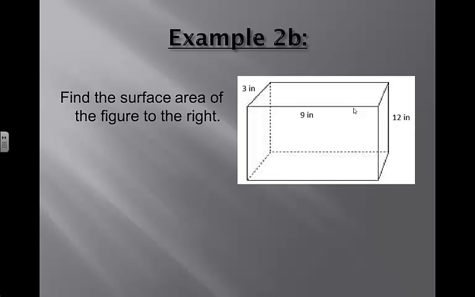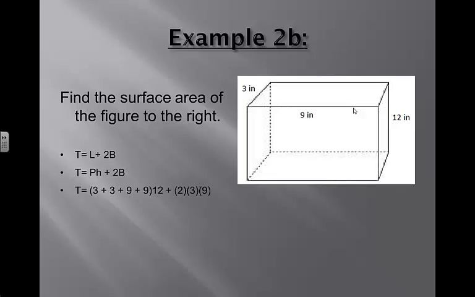So, in this example, find the surface area of the figure to the right. Pause the video and see if you can do it. All right, so the first thing you're going to do is the total surface area equals, again, L plus 2B, or PH plus 2B. So then we're going to find the perimeter.